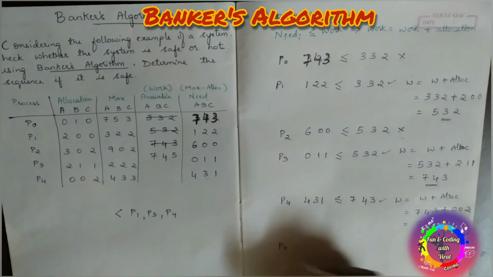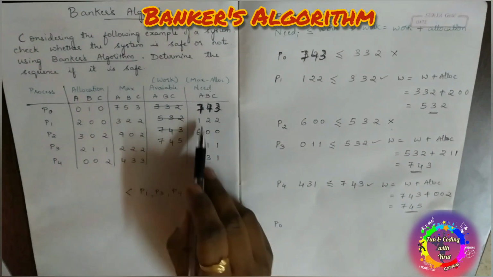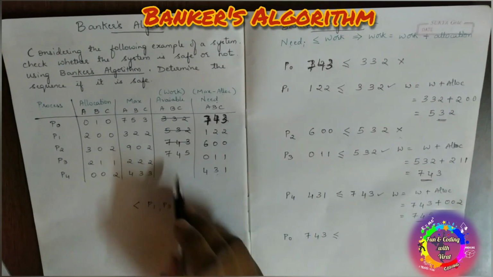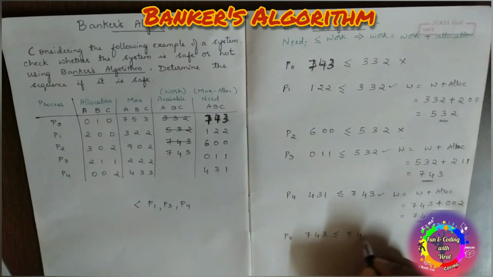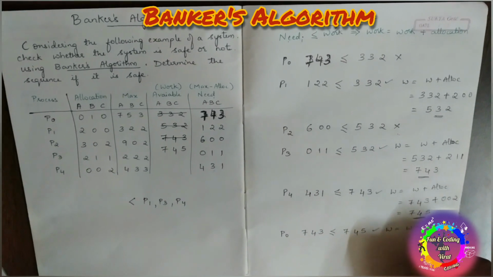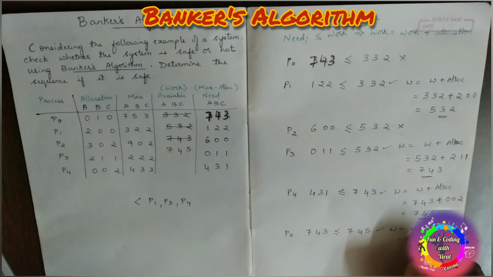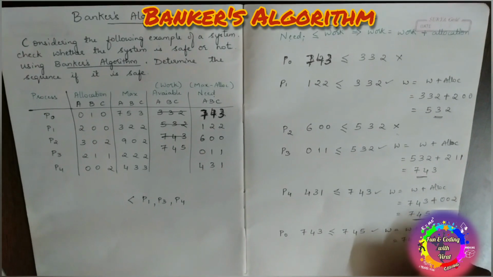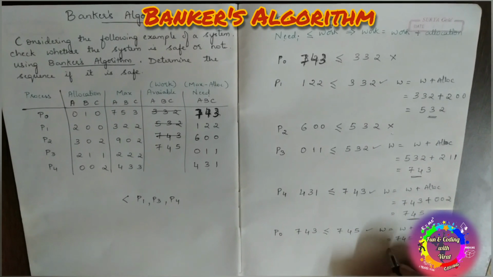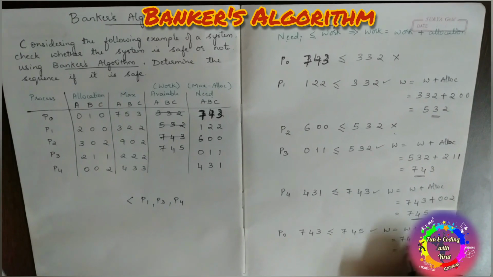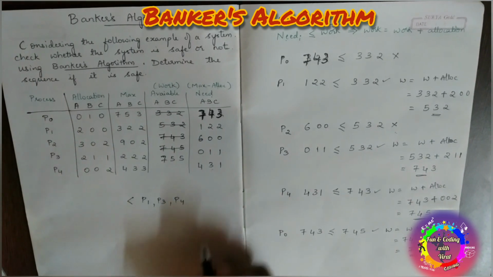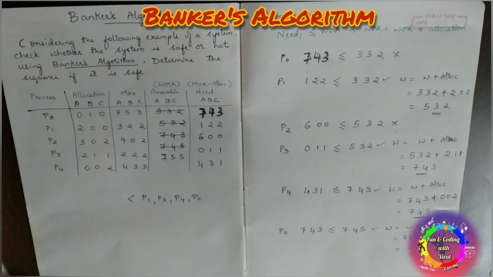Now you need to take P0. What was the need of P0? It was 7 4 3. Is it less than or equal to the new work you have updated, 7 4 5? Is this correct? Yes. Now calculate work is equal to work plus allocation. The new work we have updated is 7 4 5 plus allocation of P0, which is 0 1 0. So it is 7 5 5. This value you need to update here, 7 5 5. So the next process which entered the safe sequence is P0.